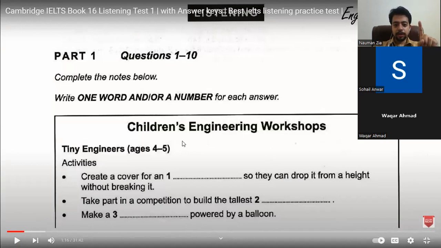Make sure of one thing: in the real test, they used to give one example at the beginning, but now they do not give any example. For example, if you would be practicing book number 12 or 13, you would see they attempt one example at the beginning. But this book, it is book 16, listening test one. Obviously this is the latest book, so they have not included an example. So be careful about it. Now let's start. Listen carefully and answer questions 1 to 3. It means they have given you time to read just questions from 1 to 3. Now it is easy.